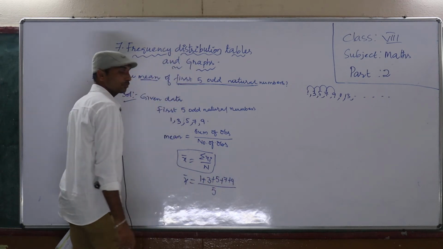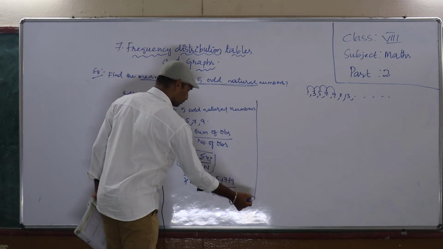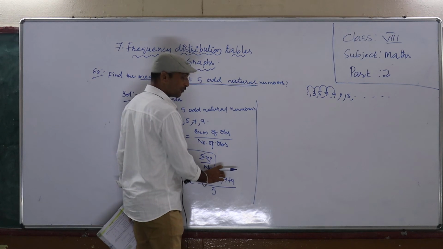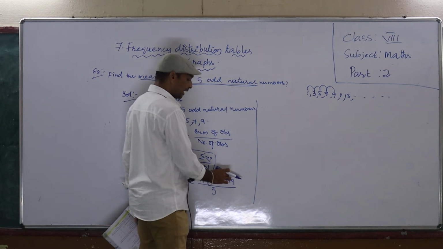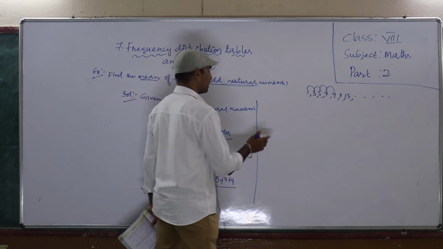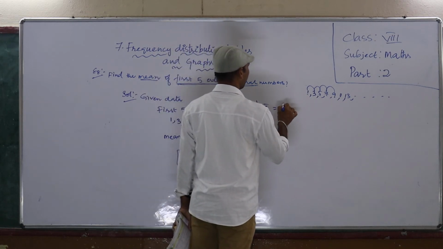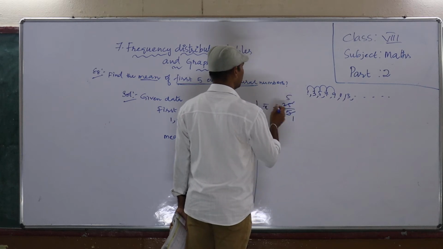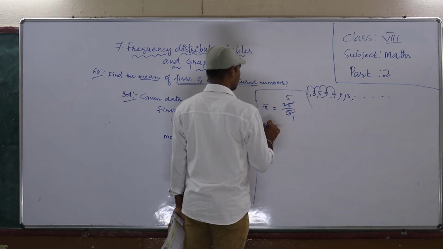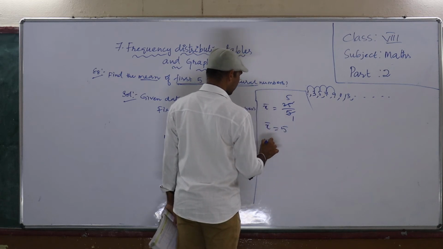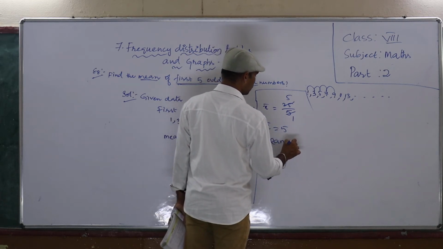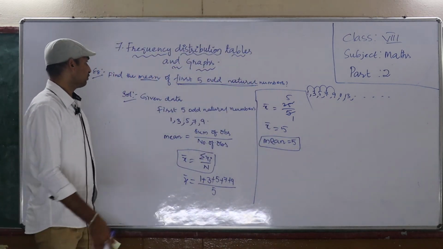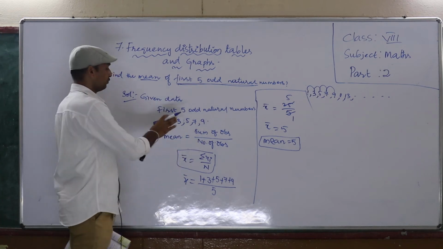Okay, this is the formula. Nothing but x bar is equal to 1 plus 3 plus 5 plus 7 plus 9 by 5. So 1 plus 3 is 4, 4 plus 5 is 9, 9 plus 7 is 16, 16 plus 9 is 25, by 5. 5 ones are 5, 5 fives are 25. So x bar is equal to 5. Nothing but mean is equal to 5. So this is for the given data. Then we have to follow this.